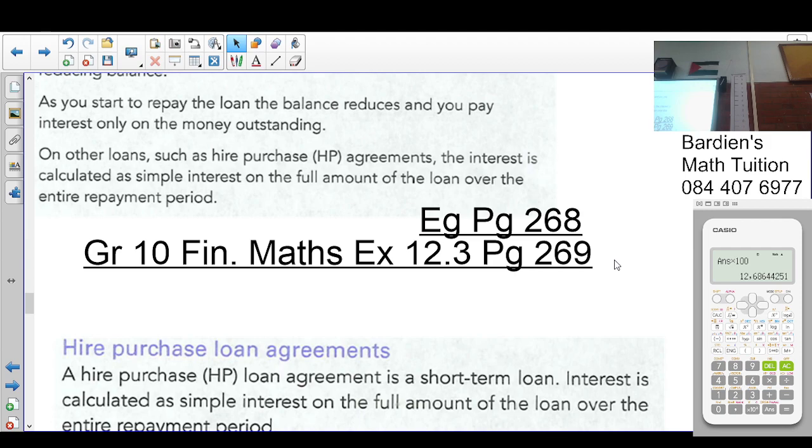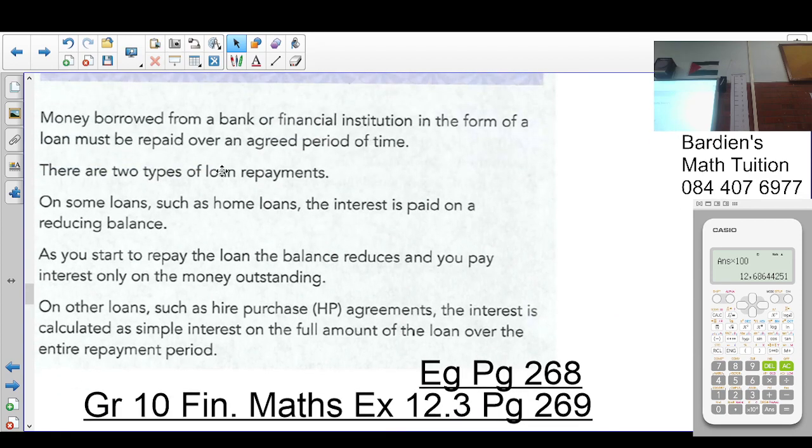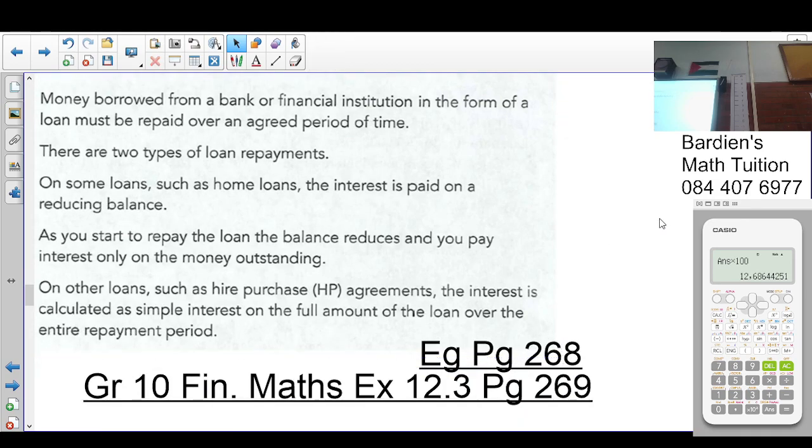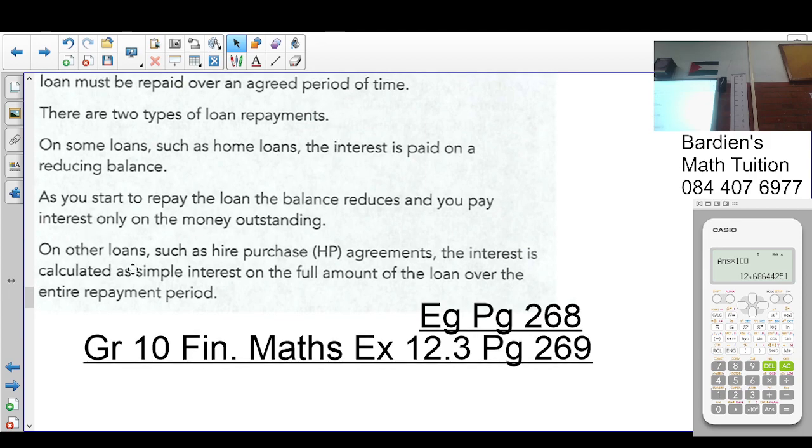Okay. But the more logical repayment is either the lump sum at the end of the time period or on a monthly basis. As you get your salary, you pay off the loan plus the interest. Okay, so let's see what they say about the loan repayments. Money borrowed from a bank or financial institution in the form of a loan must be repaid over an agreed period of time. There are two types of loan repayments. On some loans, such as home loans, the interest is paid on the reducing balance. We do this more in grade 12. As you start to repay the loan, the balance reduces and you pay the interest only on the money outstanding.